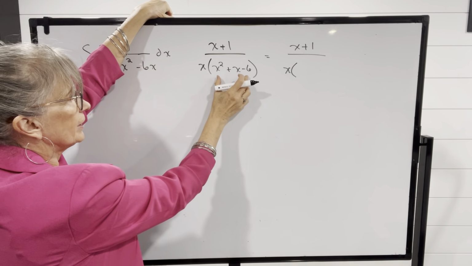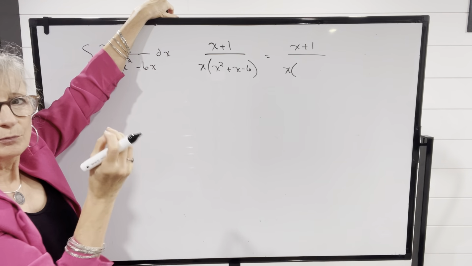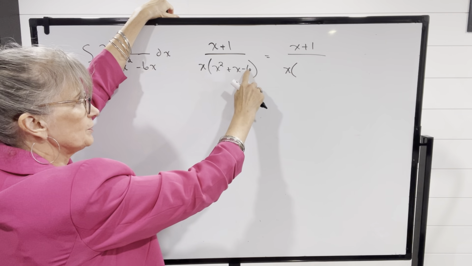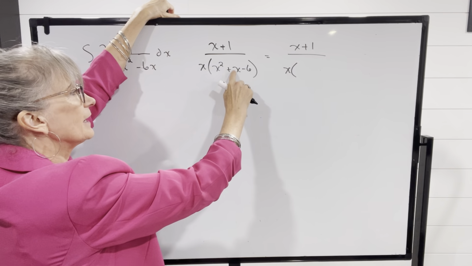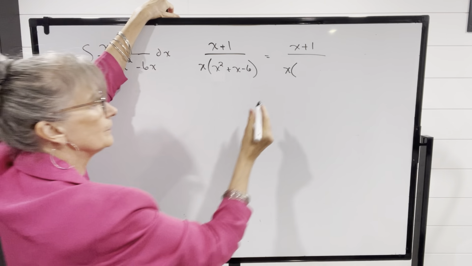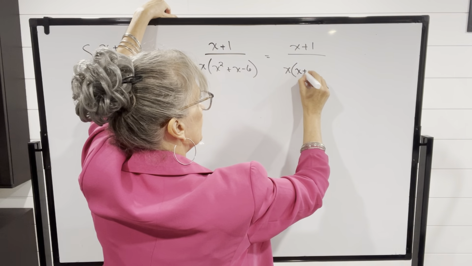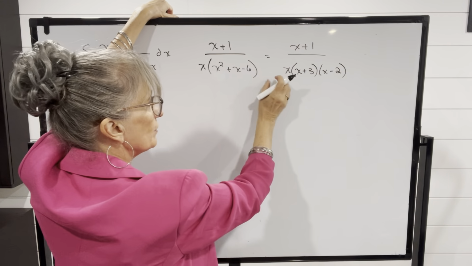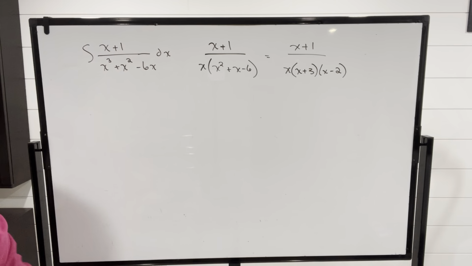Again, we have a trinomial with a leading coefficient of 1, so I'm looking for two numbers whose product is negative 6. So they multiply to equal negative 6. They add to equal positive 1. So that's going to be positive 3 and negative 2. So my factors will be x plus 3, x minus 2. So I was able to factor the denominator. Now I have 3 factors.